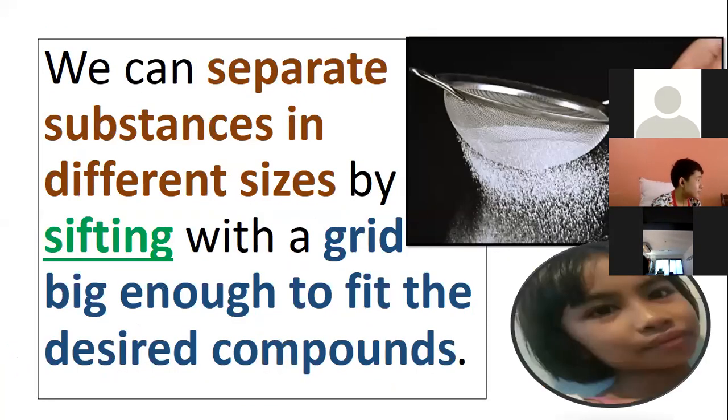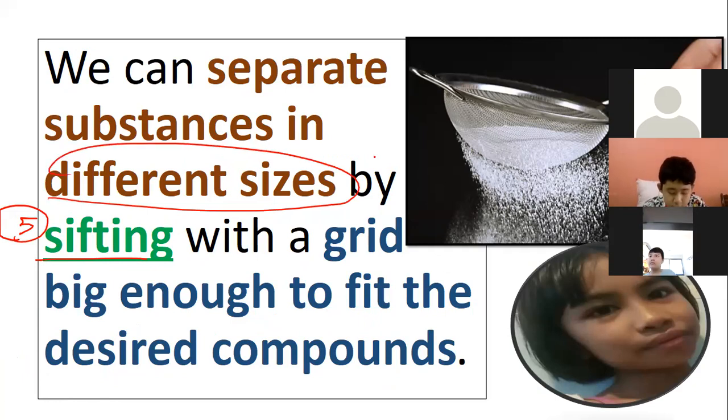Okay, next. We can separate substances in different sizes by sifting. Number 5, sifting, but with a grid big enough to fit the desired compounds. So we can separate substances in different sizes: small, big, and small. Inside of this is big and these are small. What is this?